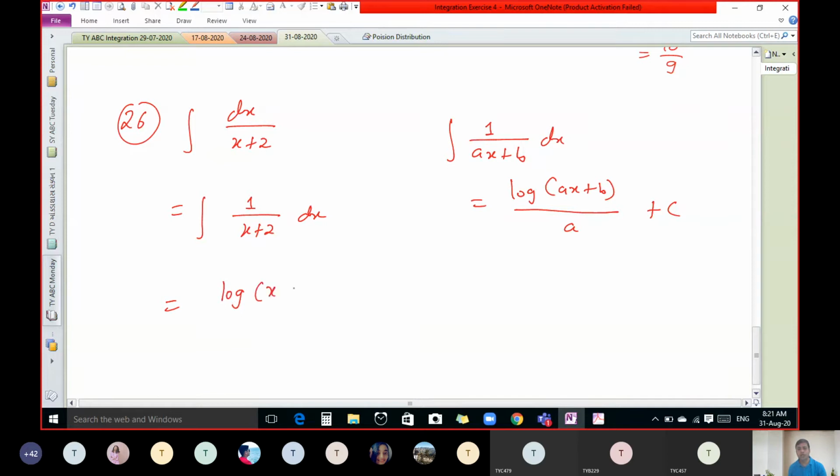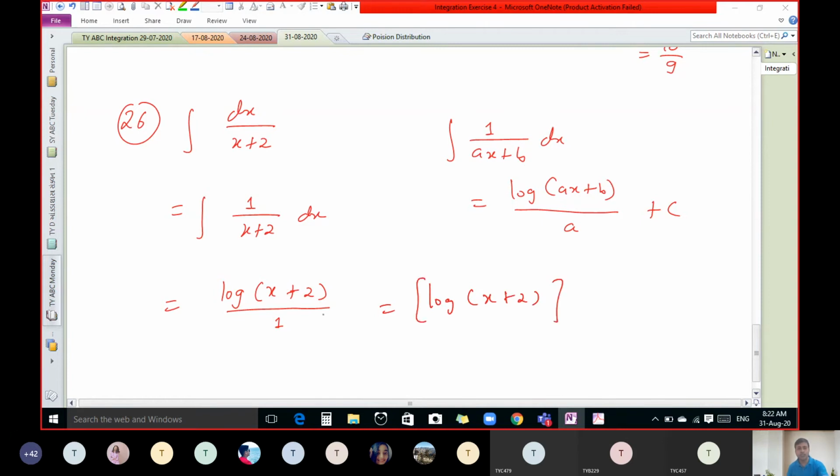Log x plus 2. Don't forget to divide by 1. We know that if we divide by 1 or not, the answer remains the same. But according to the rule, we have to divide by coefficient of x. Here coefficient of x is 1, so we have to divide by 1. So ultimately we get log x plus 2. And then after we have to write bracket.